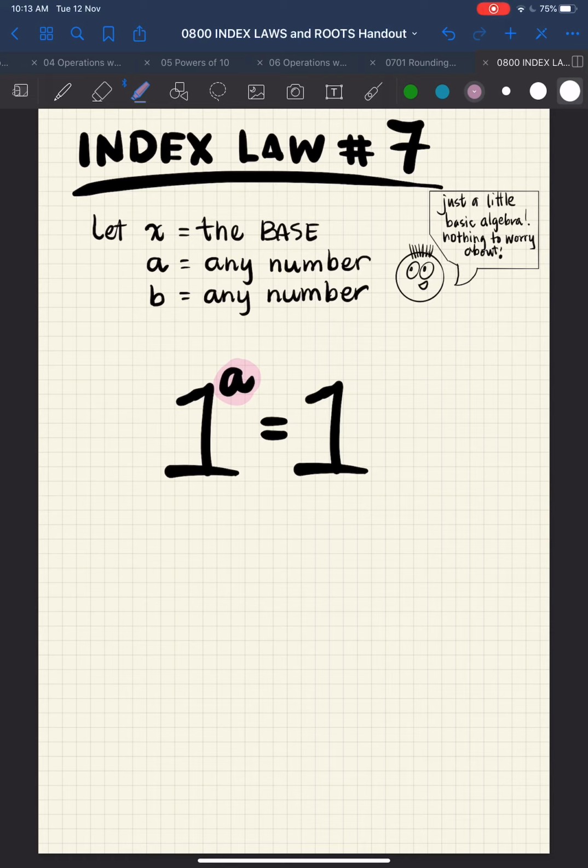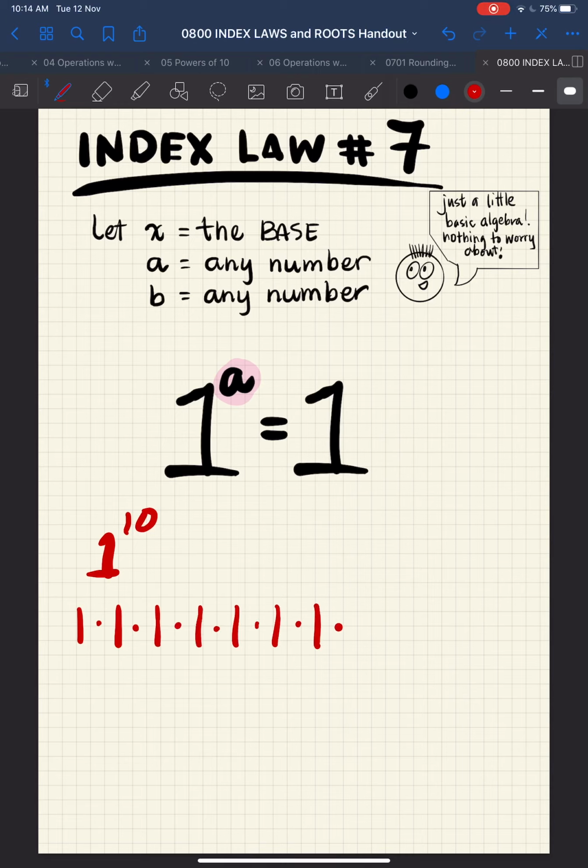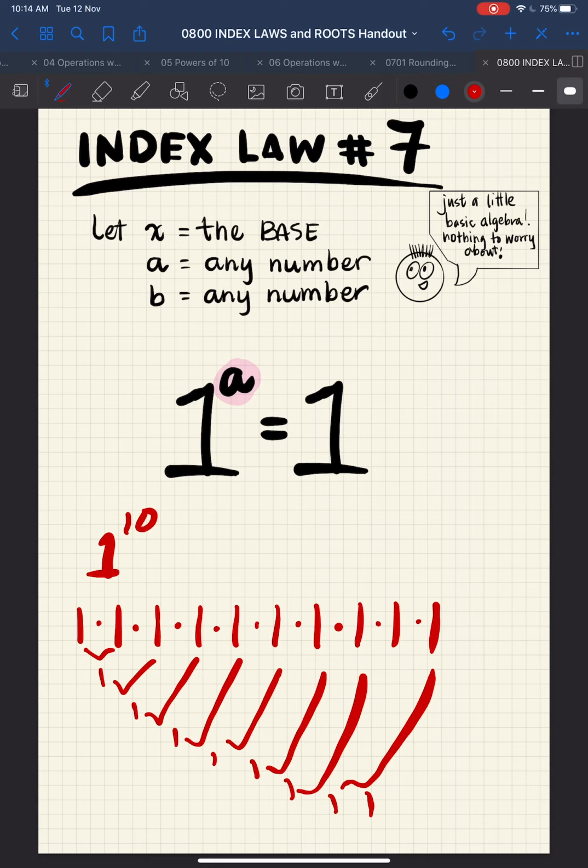Why? Because remember the first thing we said, index law number 1? If we have 1 raised to the 10th power, it's just 1 times 1 times 1 times 1, and so on. 1 times 1 is 1, times 1 is 1, times 1 is 1. So it doesn't matter. 1 to the 1,000,000th power is still going to be equal to 1, because 1 by itself is still 1.